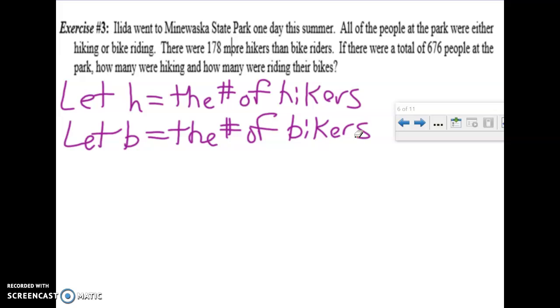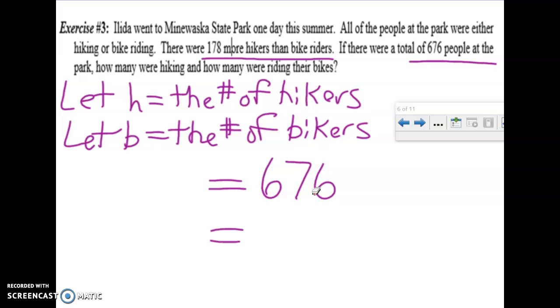Now, all of the people at the park were either hiking or biking, and there were 178 more hikers than bikers, and there were a total of 676 people. So again, I'm going to try to get you into good habits here by just starting with two equations, starting with two equal signs, and then building. One of the things you want to try to look for are totals.